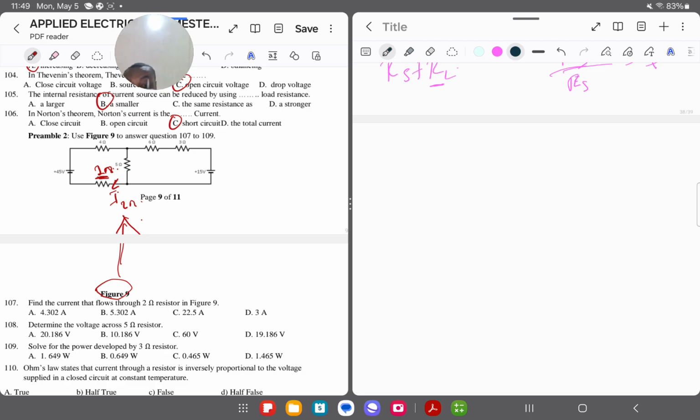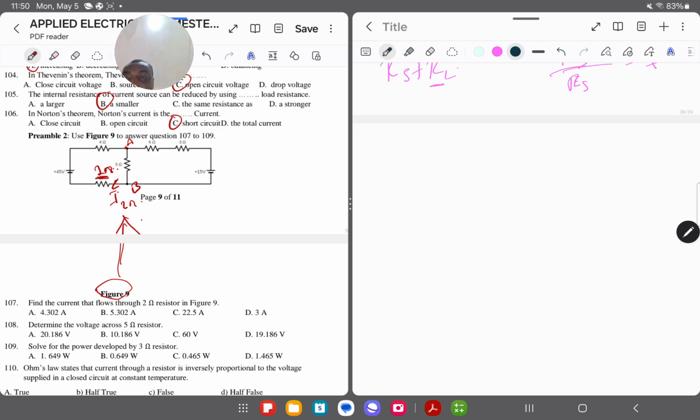Now I'm going to use the last one. I'm going to be using nodal analysis to solve for this circuit diagram because it's faster, and because of the time constraint that we have. So in using nodal analysis, I'm going to assign nodes. So I have node A here, then I have my node B.